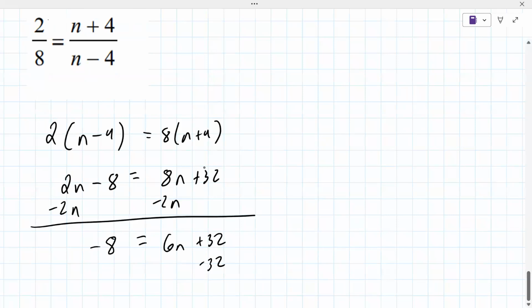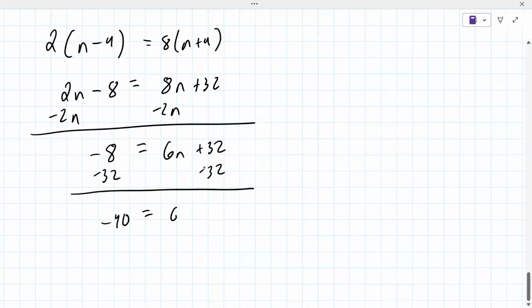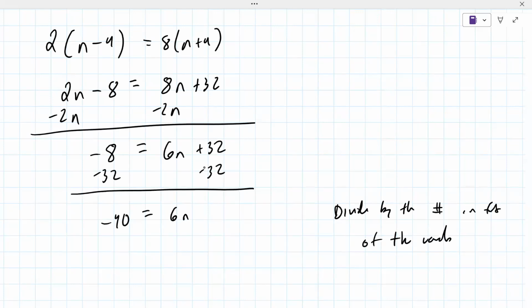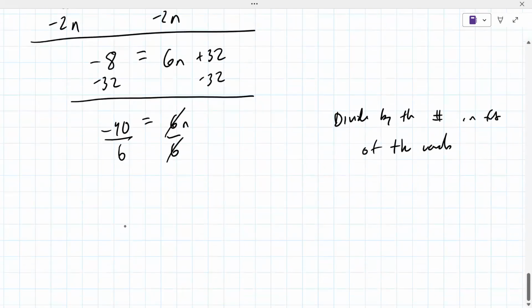I see now what you're telling me. This becomes -40 equals 6n. Now you divide by the number in front of the variable. I wouldn't try to reduce this one, I would just try to divide this. Well, no. You said your answer had an n on the bottom. I don't know if you meant that or not, but now you try to reduce this fraction. Oh, so n is minus 40 over 6.